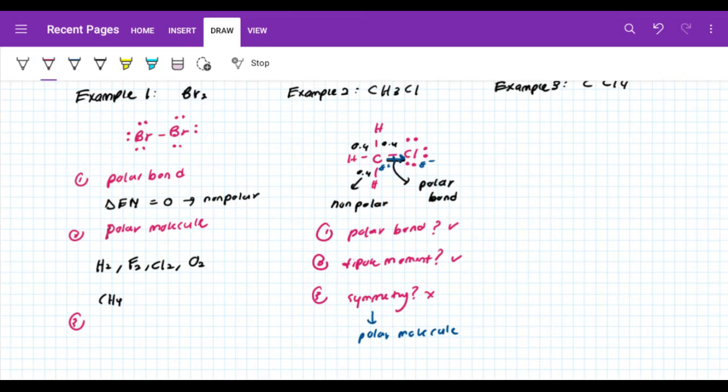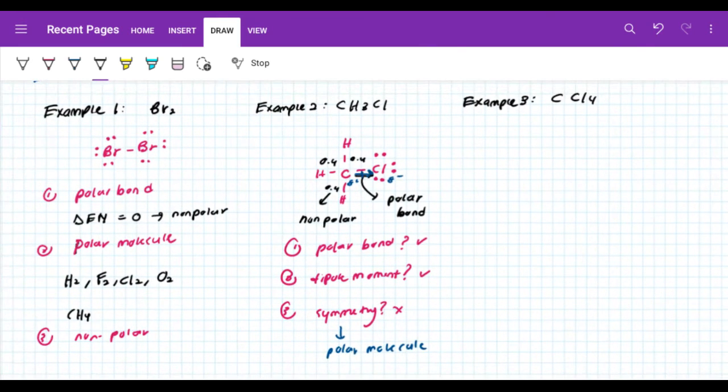Okay, for the third example, we draw the Lewis structure. If you refer to the data booklet, C-Cl is a polar bond. Calculate the electronegativity difference. So carbon and chlorine form a polar bond. Let's refer to the three elements.